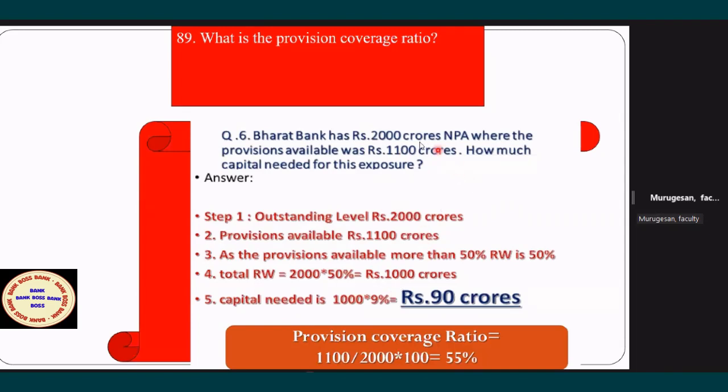That is why 50%. 2,000 at 50% is 1,000. On 1,000, 9% is 90. Capital needed is 90 crore. Risk weight is 1,000 crore. So indirectly they will give, but to do that, you have to remember. 50 and above means 50% risk weight.